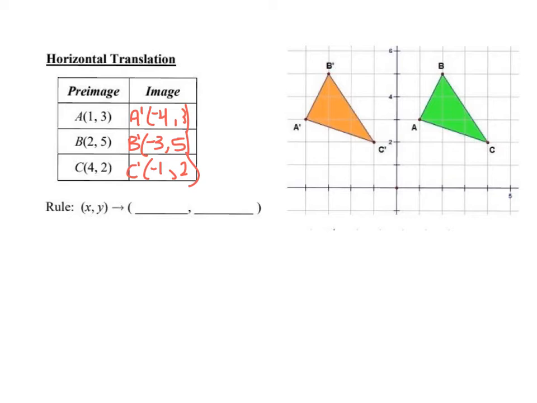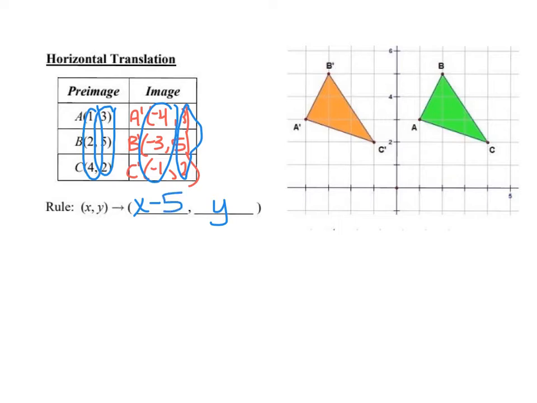So what you should have noticed is that, first of all, the y-coordinates are not changing at all. And so the y-coordinate is going to remain the same in our rule. What's changing is the x-coordinate. And so in this particular translation, our pre-image is moving to the left 5 units. And if you take a look at what's happening to the x-coordinates, they're all decreasing by 5. So we can write our rule as x minus 5.